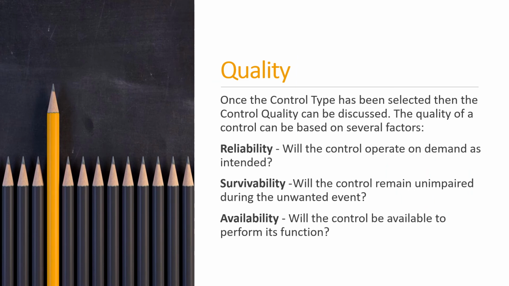Please remember that whether you have chosen any control type, you must ensure that the quality of the control is then looked at. The quality of a control can be based on several factors. Number 1, reliability. Will the control you have put in place operate on demand as intended? Is there survivability to the control? Will it remain unimpaired during the unwanted event? And is it available? Will it be available to perform its function during that specific task?